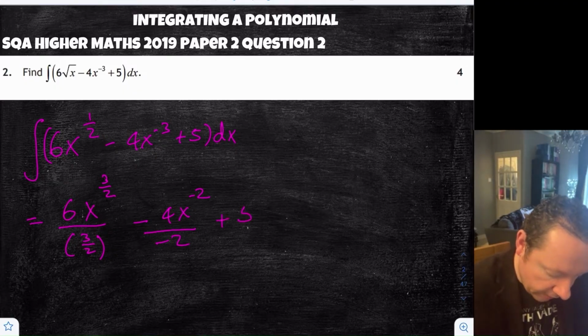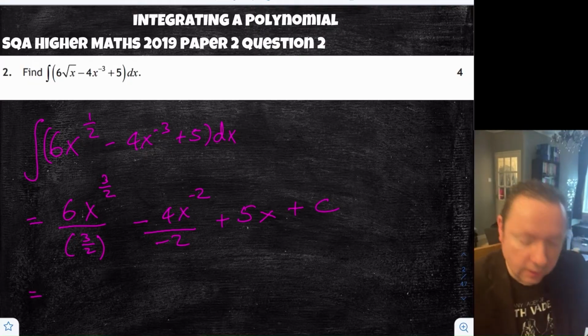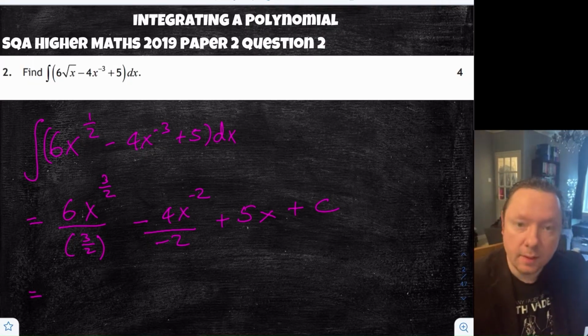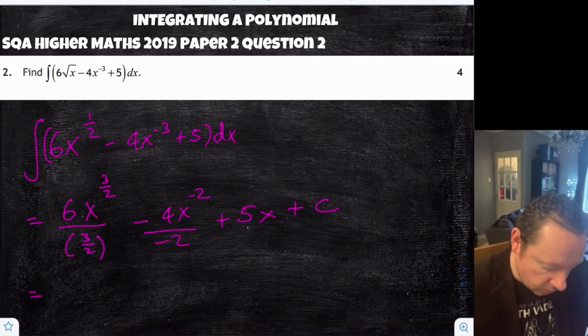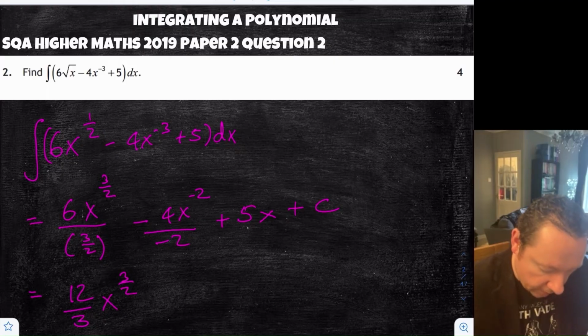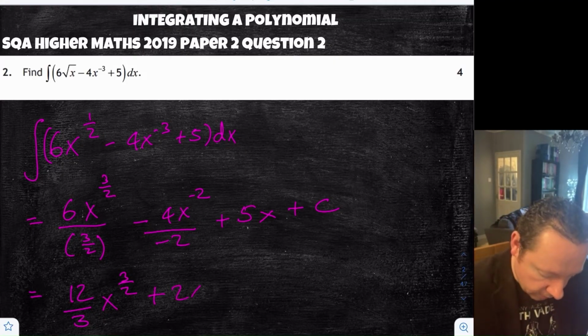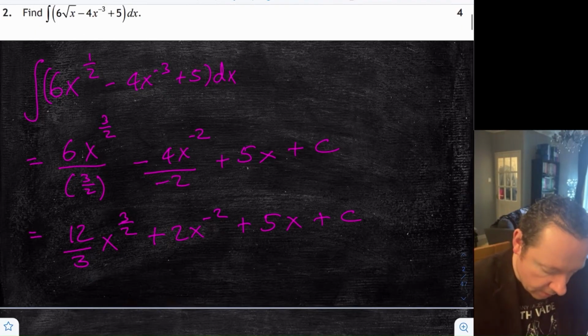Then plus 5x, and then remember to add your c. Okay, dividing by a fraction is the same as timesing by its reciprocal, so I can just do 6 times 2 is 12, so that's 12 over 3, x to the 3 halves. 4 divided by 2 is 2, minus divided by a minus is a plus, so plus 2x to the minus 2, plus 5x, plus c.